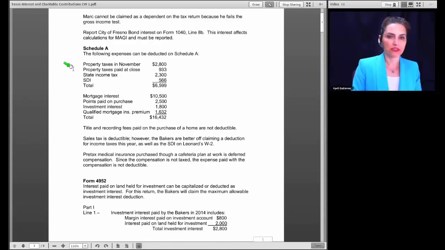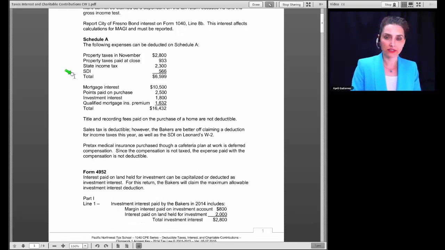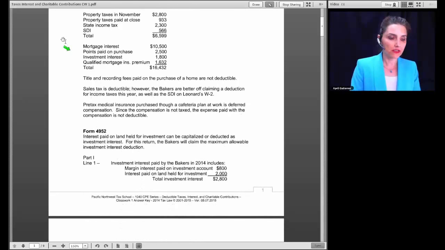We're also going to be able to deduct the property taxes that were paid at close, and the state income tax on the W-2, and that SDI tax on the W-2. So the total amount of taxes that can be deducted on Schedule A is $6,599. We then move on to the interest section and decide what can be deducted there.